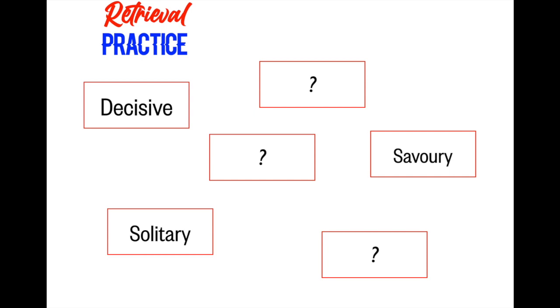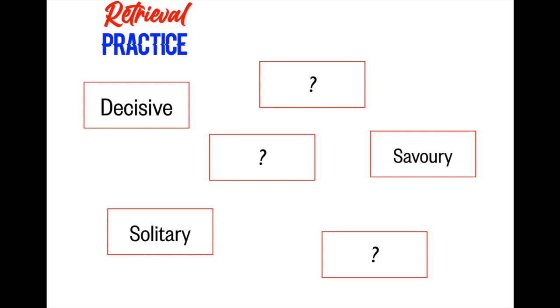The first word is decisive. Decisive, and it comes from the word family for decision. And somebody who is decisive is someone who is able to make a decision swiftly and with conviction. They don't waver. They don't say, I'm not sure. They make a decision quickly and they stick to it.